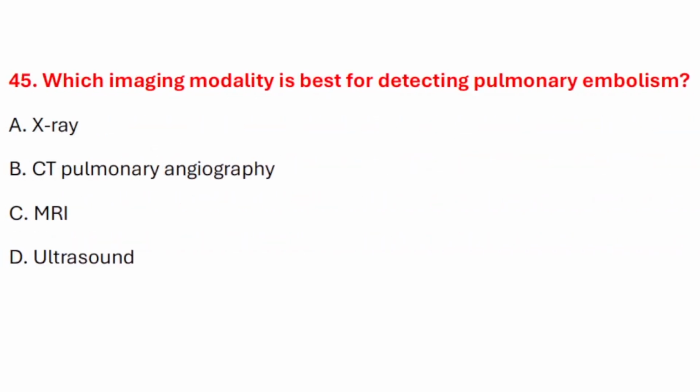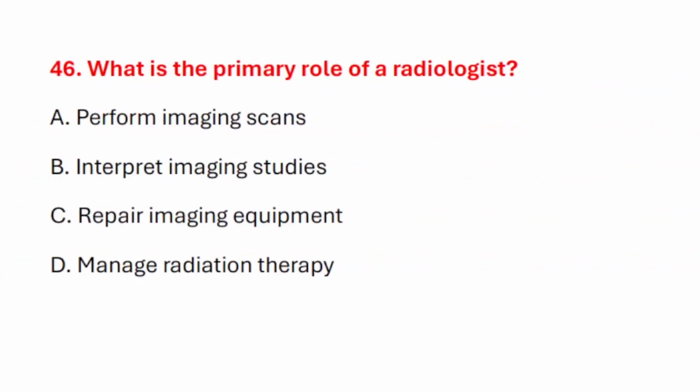Question number 45. Which imaging modality is best for detecting pulmonary embolism? Correct answer is option B, CT pulmonary angiography. Question number 46. What is the primary role of a radiologist? Correct answer is option B, interpret imaging studies.